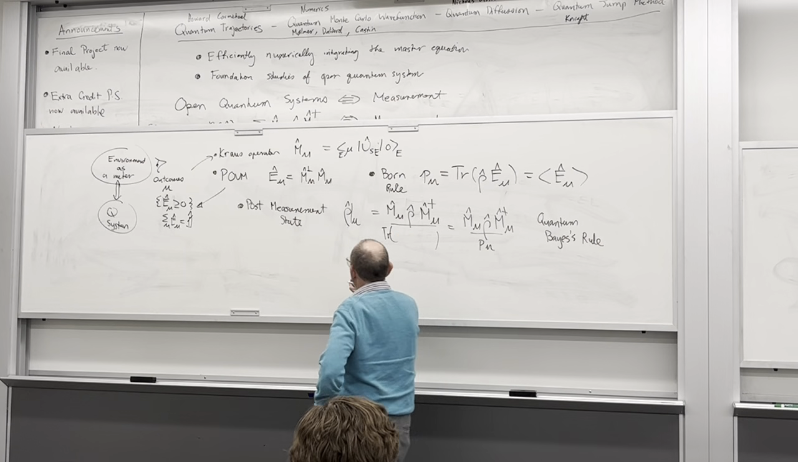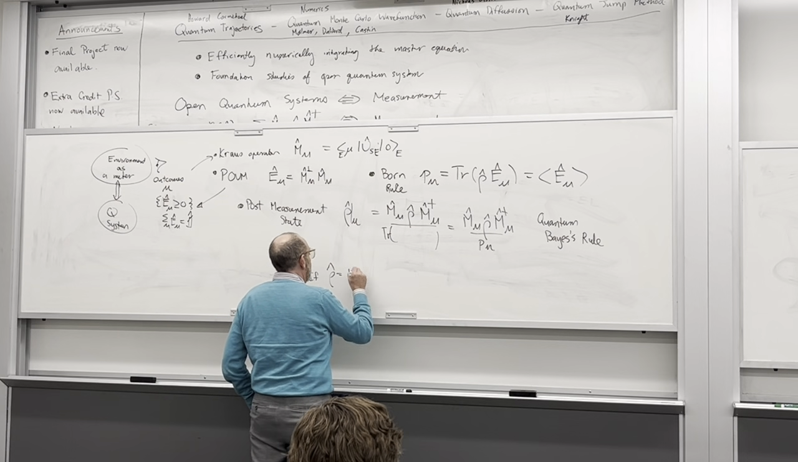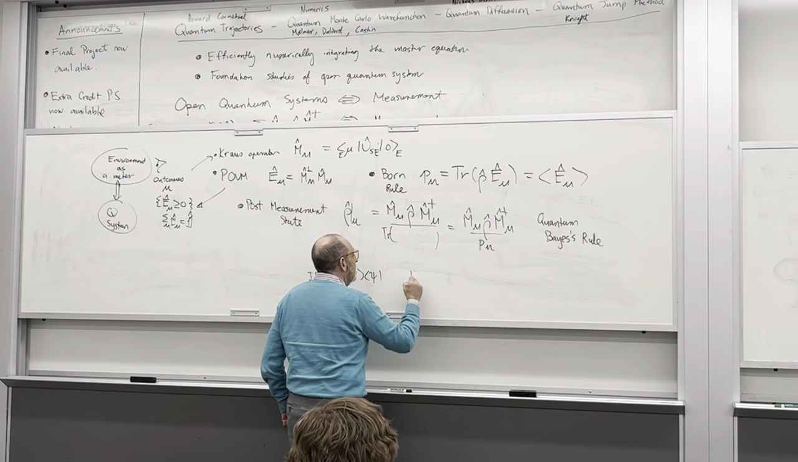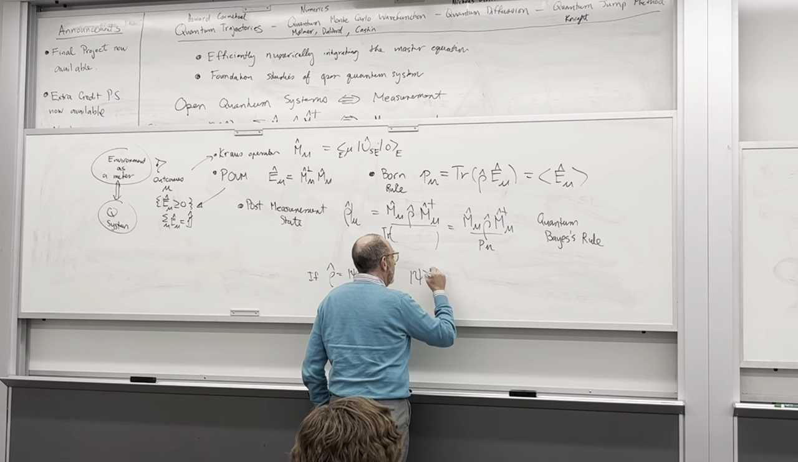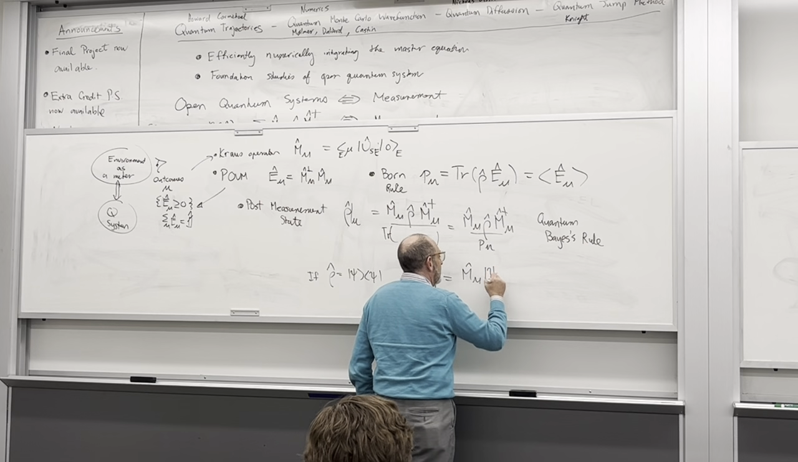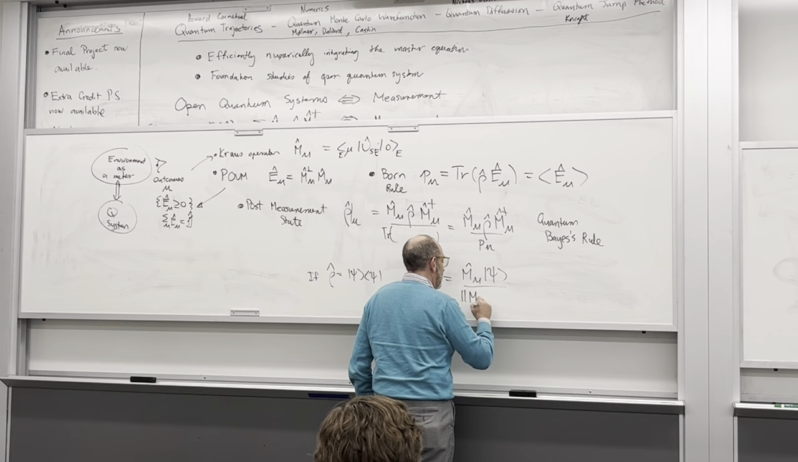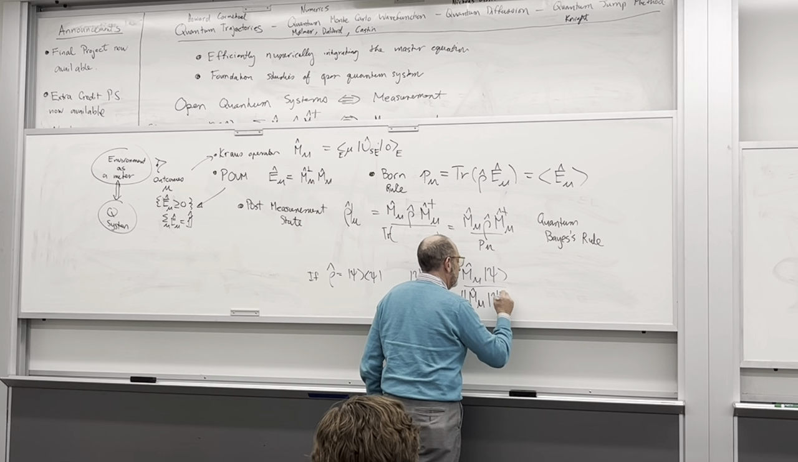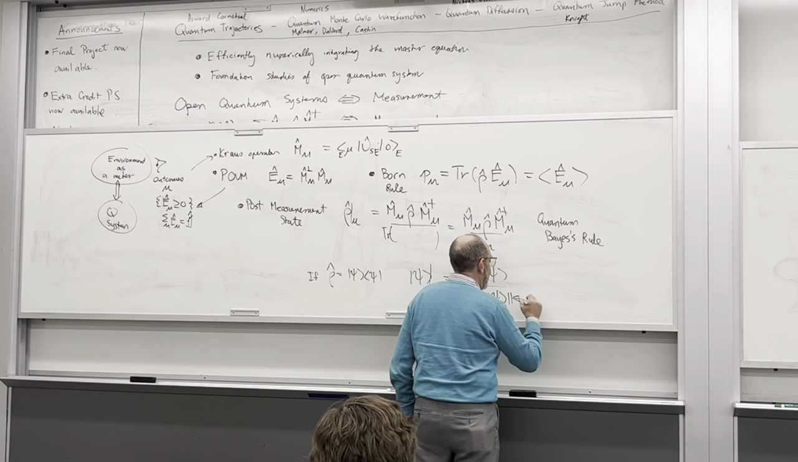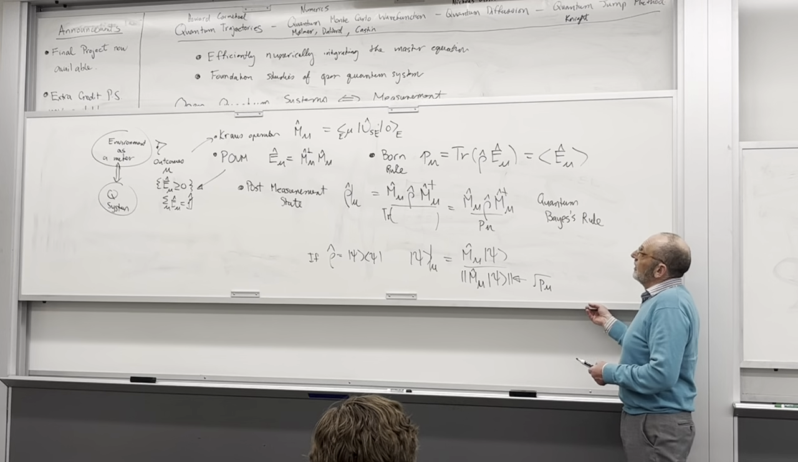If rho is a pure state, then we often write this as the pure state after the measurement is the action of the Krauss operator divided by the norm, which is the square root of P. Okay?